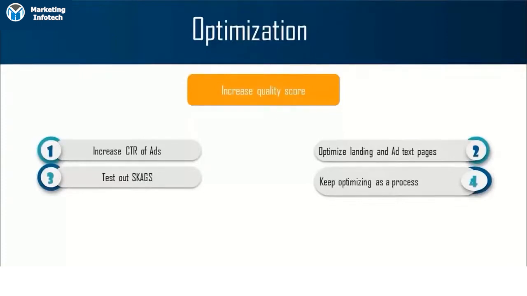I tried this, my quality score increased from 5 to 8, it reached 10. You'll understand how much impact it will have on the costs. Probably you will have to pay less than half of what you used to pay before, or even less. Important point, keep optimization as a process. You need to implement it as a process, you need to keep doing it.